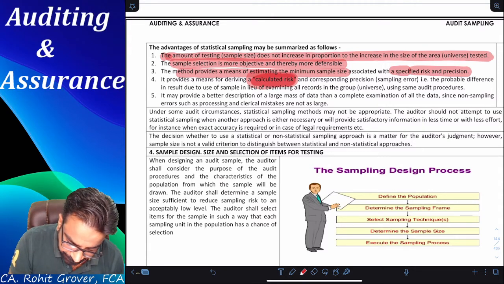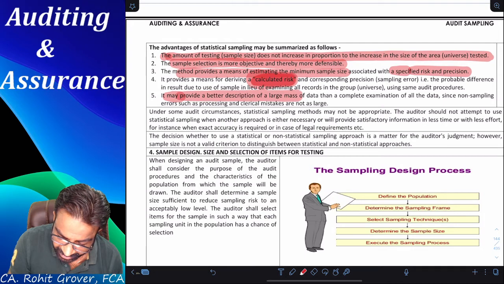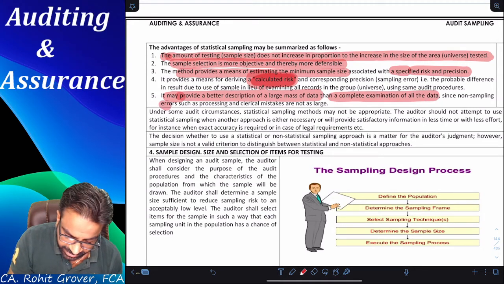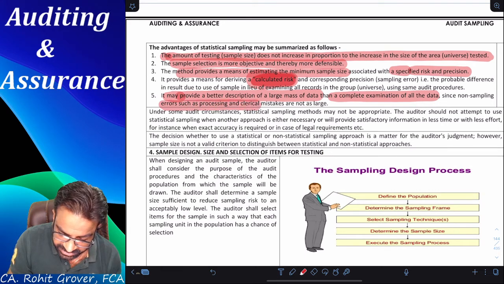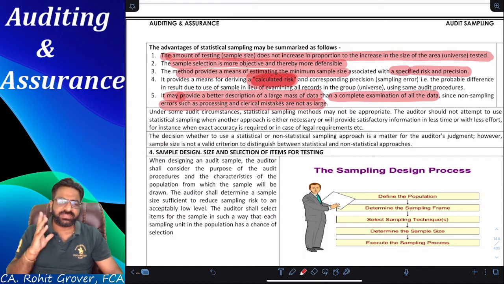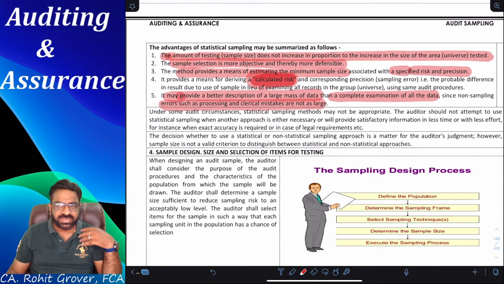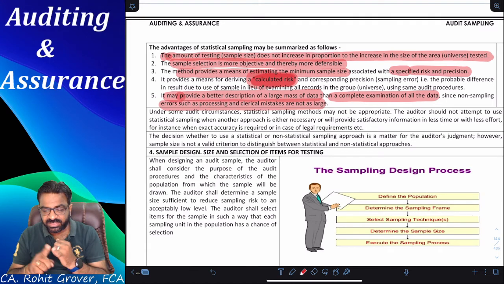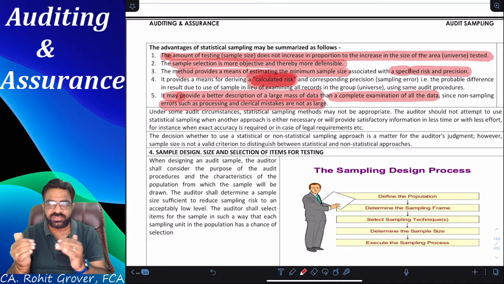It may provide a better description of a large mass of data than a complete examination of the data, since non-sampling errors such as processing and clerical mistakes are not at large. Yes, very simple point they are saying. Tell me one thing, in the statistical and the non-statistical, where are the chances of more human error? Definitely in the non-statistical.